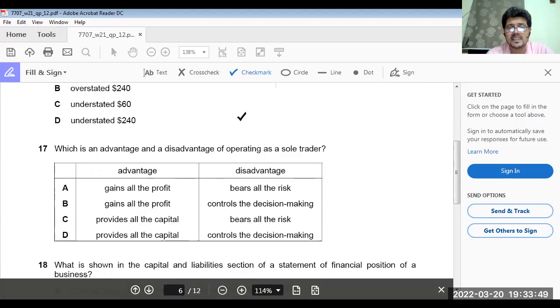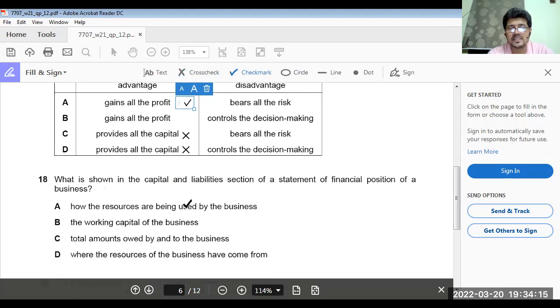Okay. Now, what is an advantage and a disadvantage of operating as a sole trader? Okay. C and D cannot be the answer. Remember, C and D cannot be the answer because this is actually the disadvantage. So the answer can be A or B. So what is A? Gains all the profit, bears all the risk. Yes, this is advantage and disadvantage. Okay. So A option is the answer.